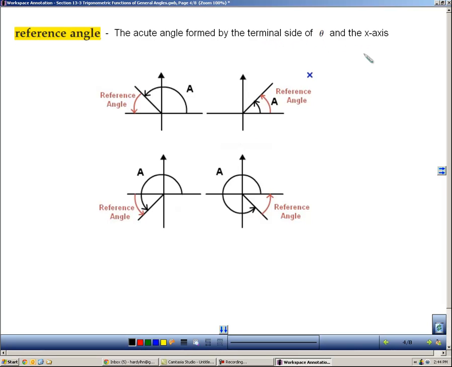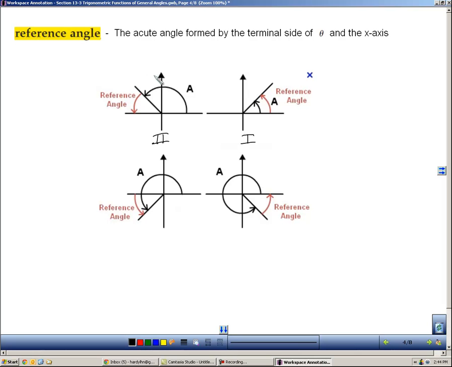x-axis. So I want to draw your attention over here to the first quadrant, because that's what this is. This is an angle drawn in the first quadrant. The terminal side is in the first quadrant, and so therefore the reference angle is the same angle. It's from that terminal side to the x-axis. Now if you look over here in the second quadrant, you see that the terminal side stops, so this is an angle that's bigger than 90 degrees, so we call this small angle between the terminal side and the x-axis the reference angle.